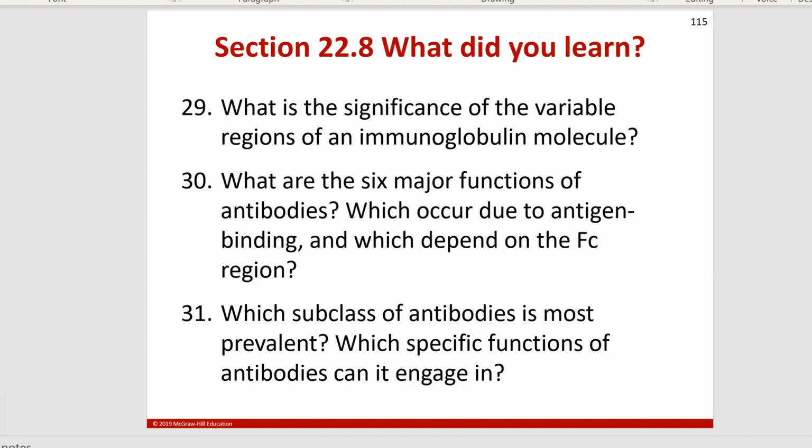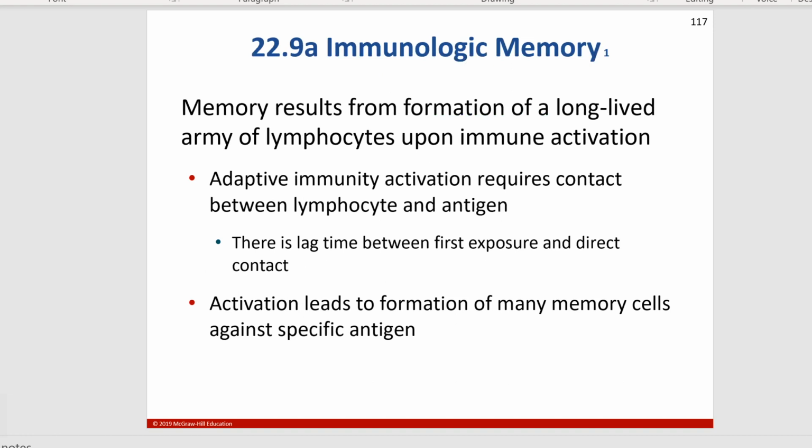Antibodies can switch from one class to another. Now, I mentioned memory cells, so let's talk about those a little bit. A memory cell is a cell that basically goes into hiding, into secondary lymphatic structures, and just waits for the next encounter. So there's a time lag between the first exposure and direct contact. Adaptive immunity requires contact between lymphocyte and antigen. You need the antigen presenting cells to get in on that. It takes a couple of weeks.